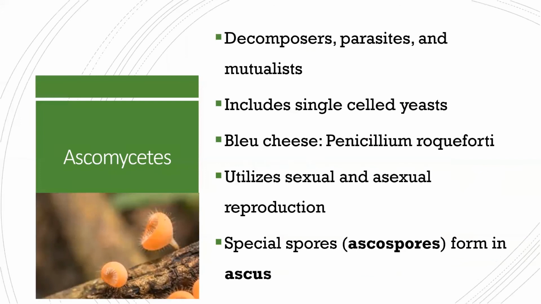Okay, next let's look at the Ascomycetes. So these are generally decomposers, parasites, and mutualists. They can include single-celled organisms called yeasts. Blue cheese is an example of an Ascomycete. They also will utilize both sexual and asexual reproduction, and they have these specialized spores called ascospores, and they form in the ascus of the organism.